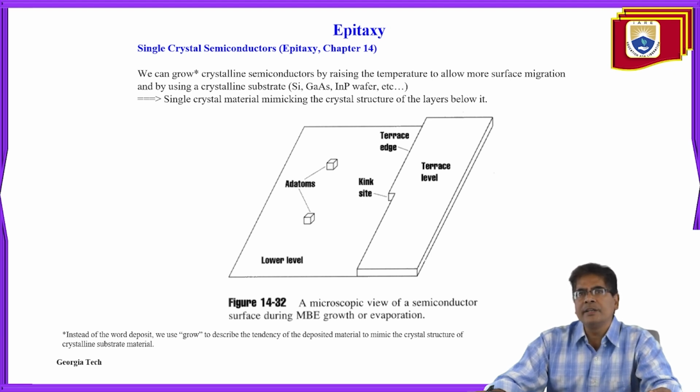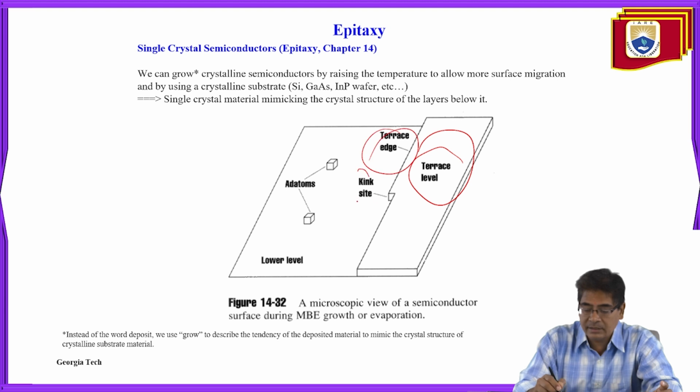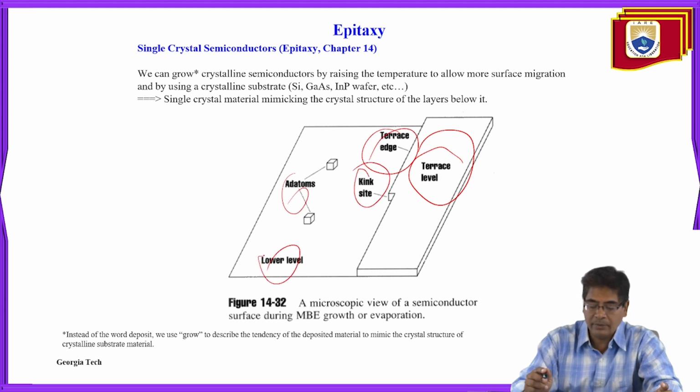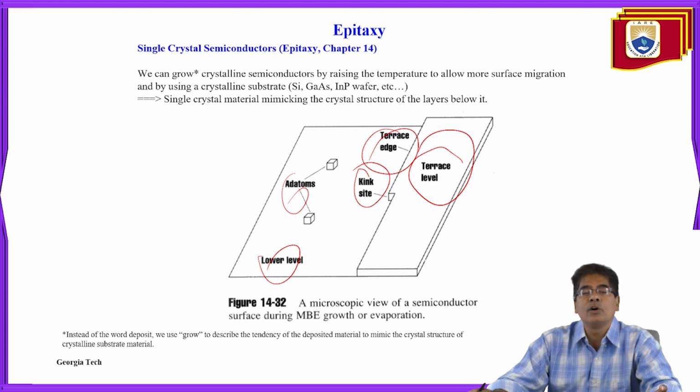So single crystal materials mimic the crystal structure of the layer below. These are the adatoms at a lower level. This is a kink site, this is the terrace edge, and this is the terrace level. Terrace edge, kink site, and this adatom is at a lower level. This is the macroscopic view of a semiconductor surface during molecular beam epitaxy growth or evaporation.